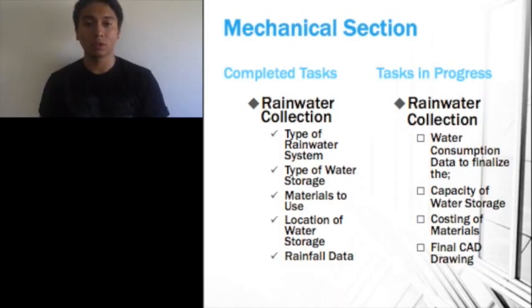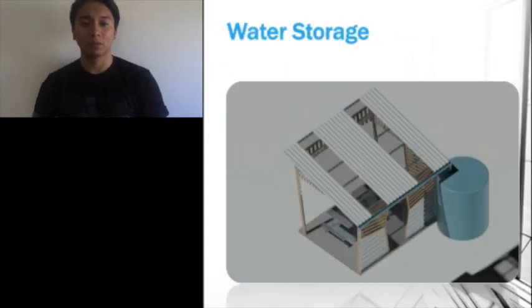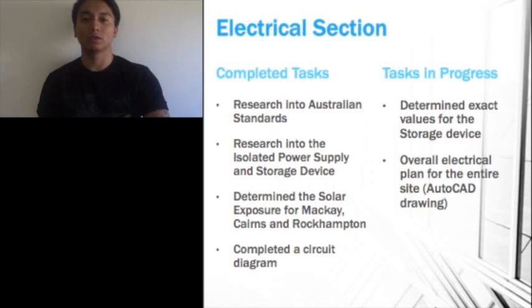The other things that need to be done in my part are the water consumption data, which will allow me to finalize my dimensions on the water tank, also the costing of the materials, and the final CAD drawing for my rainwater system. There's a small picture there just to show the draft of my rainwater system. I will now hand you over to Liam and Brock, who will talk about the electrical progress.